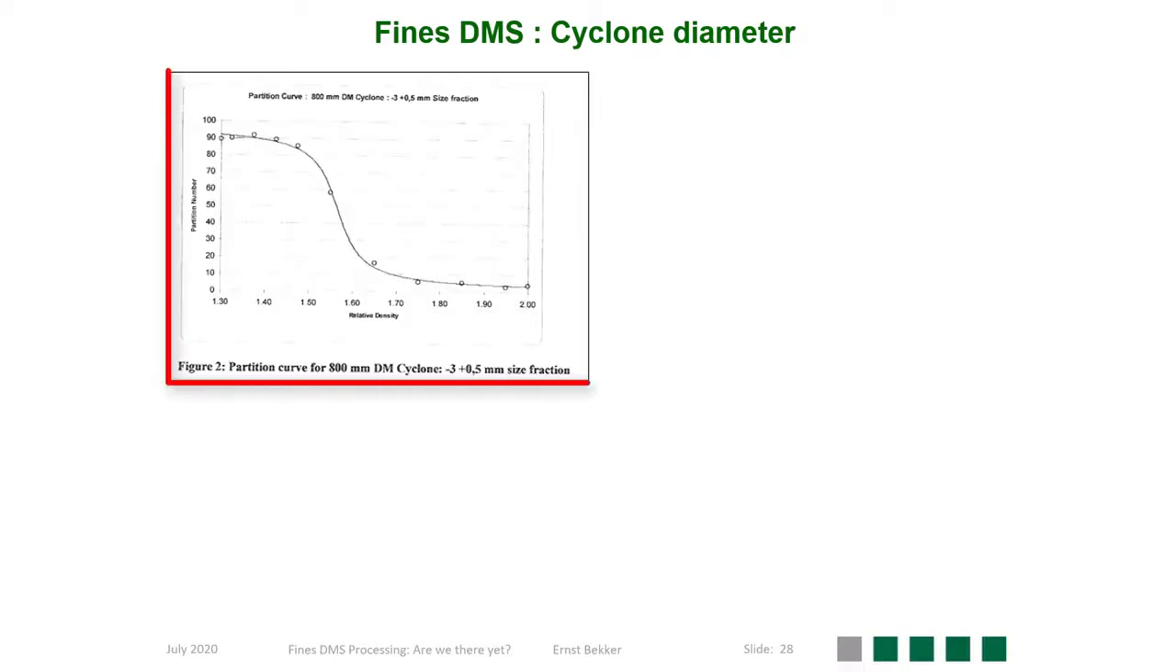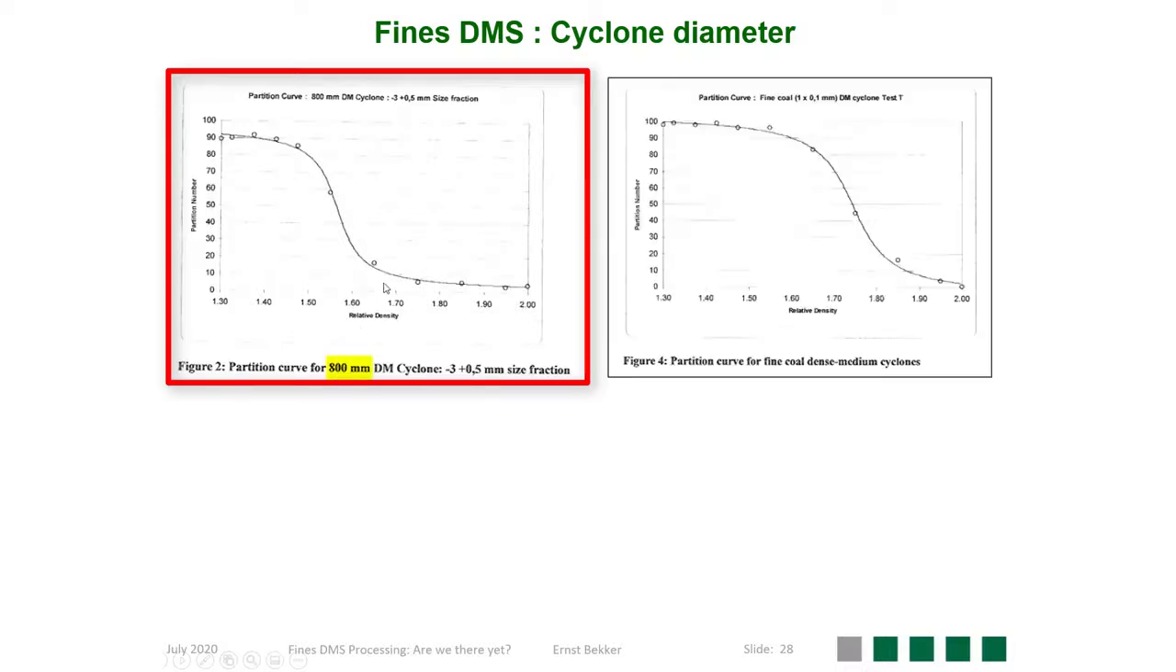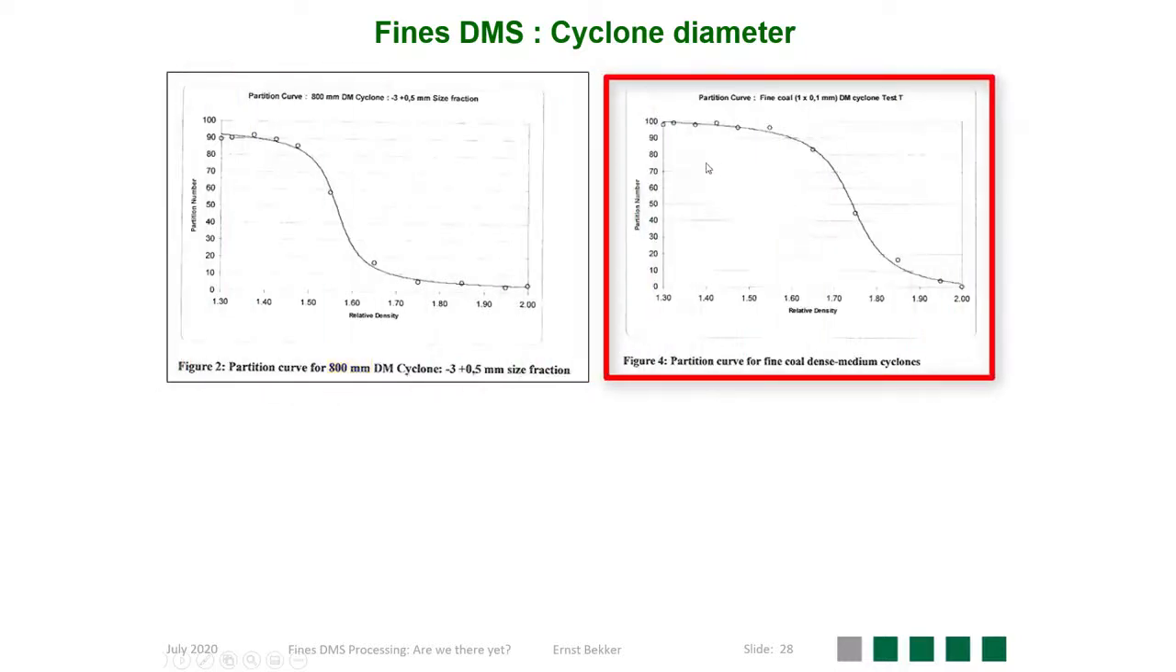One can understand that if you look at this graph on the top left hand side. On a large diameter cyclone, there is a bypass of floats and even of sinks on the fine fraction, which indicates that the large diameter cyclone, in this case an 800 mm unit, is not suitable for processing the fine material. Compare that to a smaller diameter cyclone, and one can see that these bypass fractions are being eliminated.